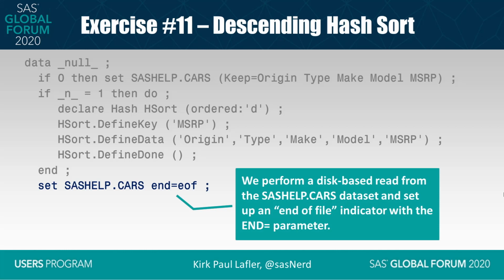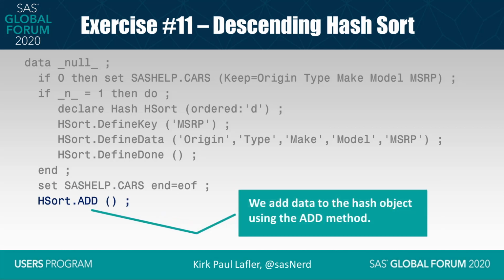And just like we did before, I'm showing here a set statement to perform a disk-based read from the sashelp.cars dataset or table. We're also setting up an end-of-file indicator with the end equals parameter that we're going to use at the very end of this program. Just like we saw with the ascending hash sort, now that we're doing a descending hash sort, we still need to be able to add data to the hash object, and we're going to do this with the add method.